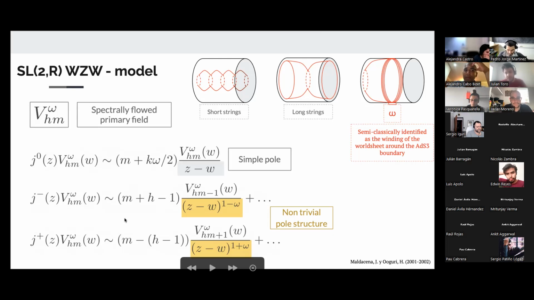The strings in AdS3 can be categorized in two behaviors. On one hand, we have the short strings that are strings trapped inside the AdS3. And on the other hand, we have the long strings that are configurations capable of reaching the conformal infinity of the AdS3. Semi-classically, the spectral flow parameter omega can be identified as the winding of the worldsheet around the AdS3 boundary.